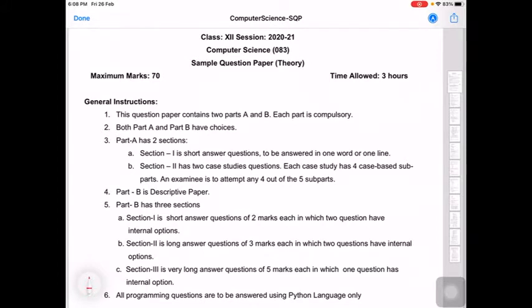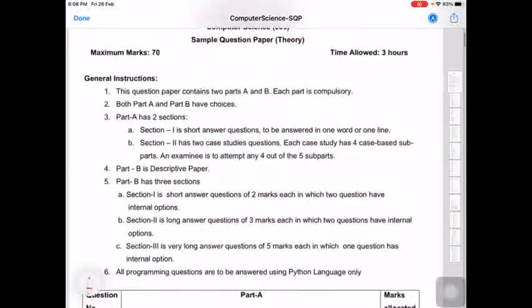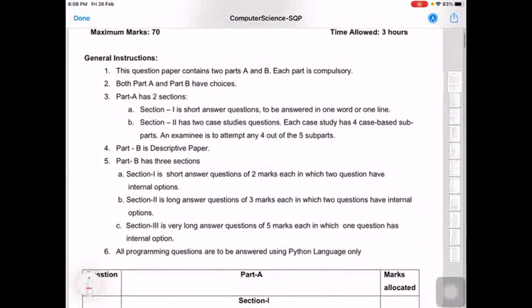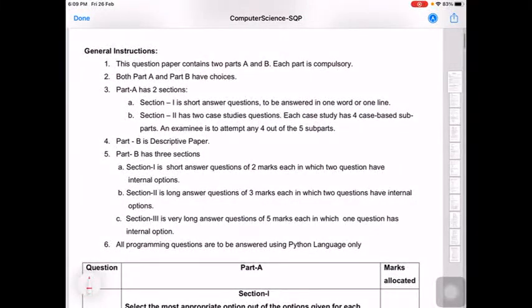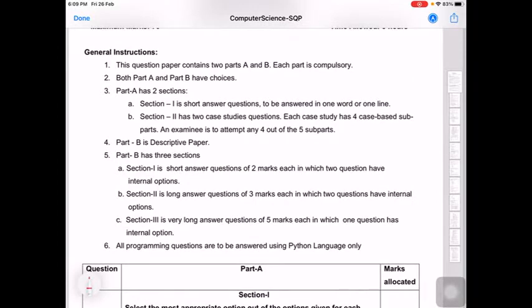The first thing whenever you encounter the paper is to go through these general instructions. Whichever is the paper, however many times you have read it, you must go through these instructions again. There may be some change in the instructions and you should plan your strategy accordingly.